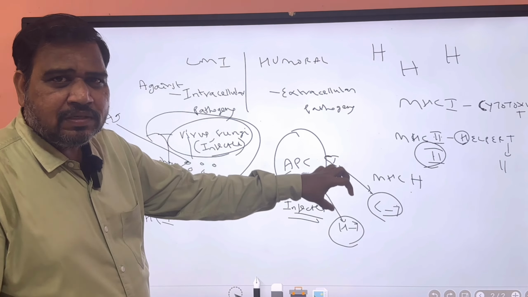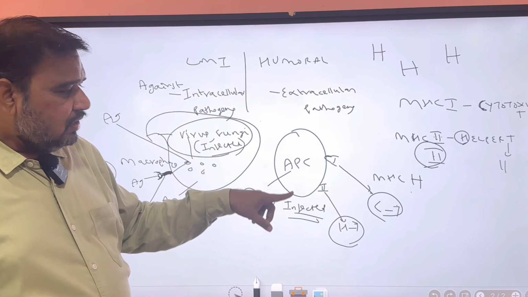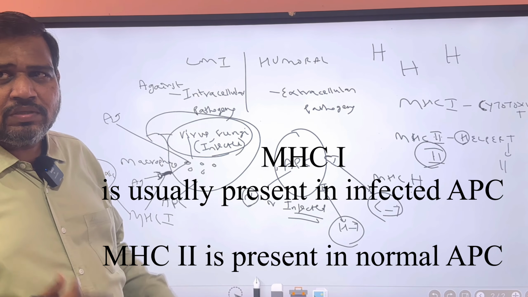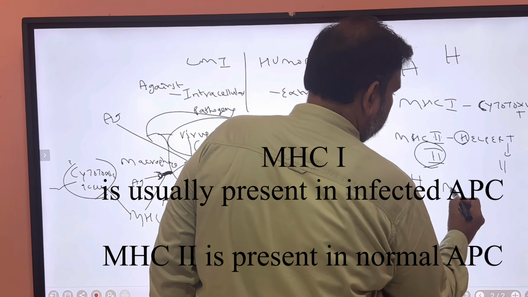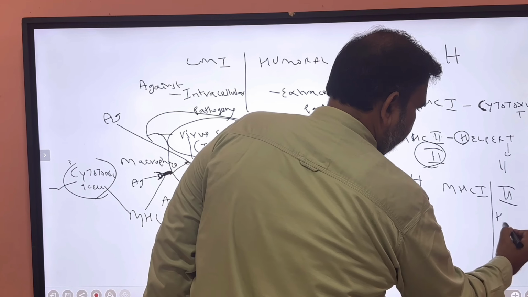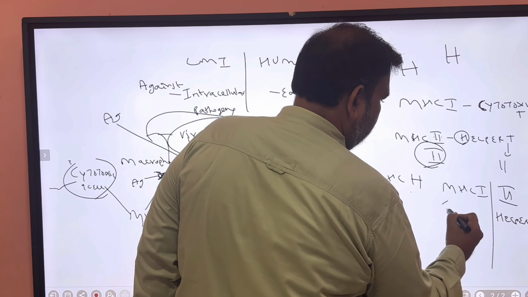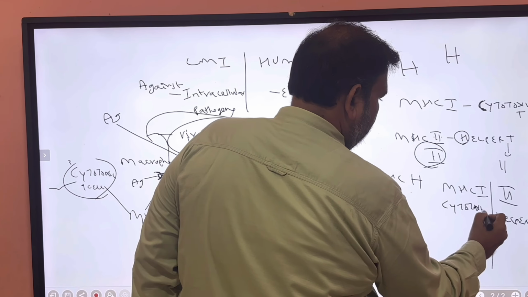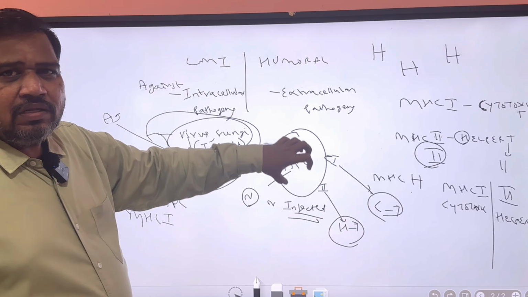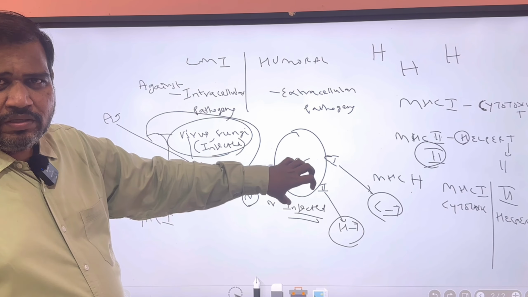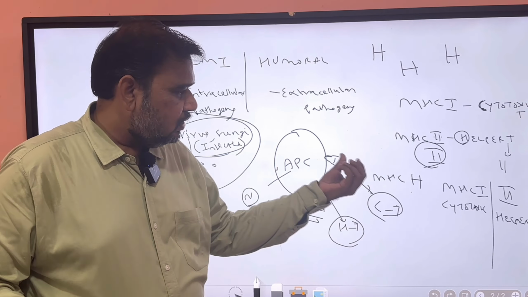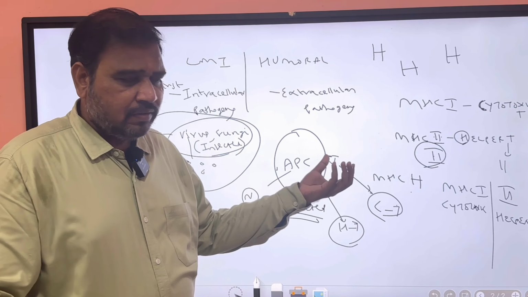Now just to concentrate. MHC1 is usually expressed in infected antigen presenting cell. MHC2 is usually present in normal antigen presenting cell. That point you can note it down. Sometimes they will ask the difference between MHC1 and MHC2. MHC2, you know, helper T cell. MHC1 is cytotoxic T cell. And another thing, usually MHC1 is expressed in infected antigen presenting cell. If the cell is infected, that is going to be destroyed by cytotoxic T cell, I will explain that.